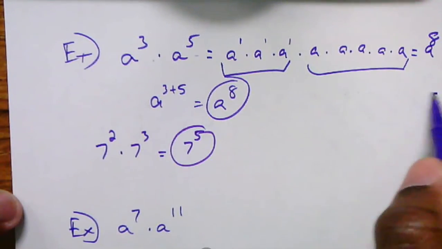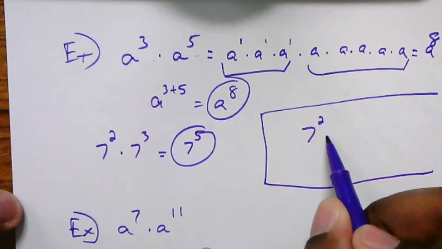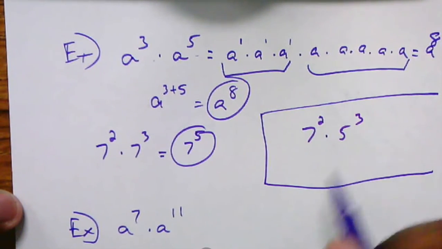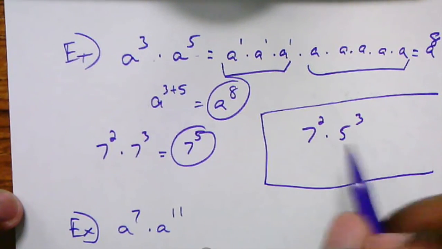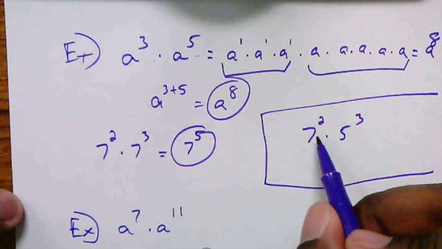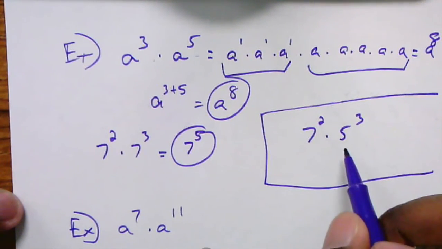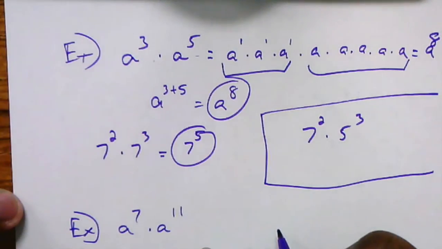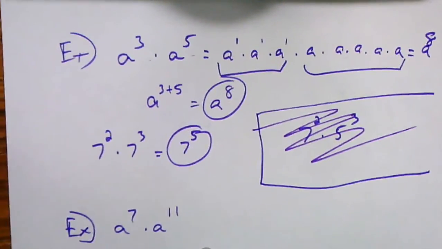That is not true if the bases are different. For example, if I gave you 7 to the 2nd times 5 to the 3rd, you can't call that 7 times 5 to the 5th. That would be false. So in this case, you have to multiply that and get 49 and figure out what that is. But there's no rules of multiplying that together like these. All right, let's go on.